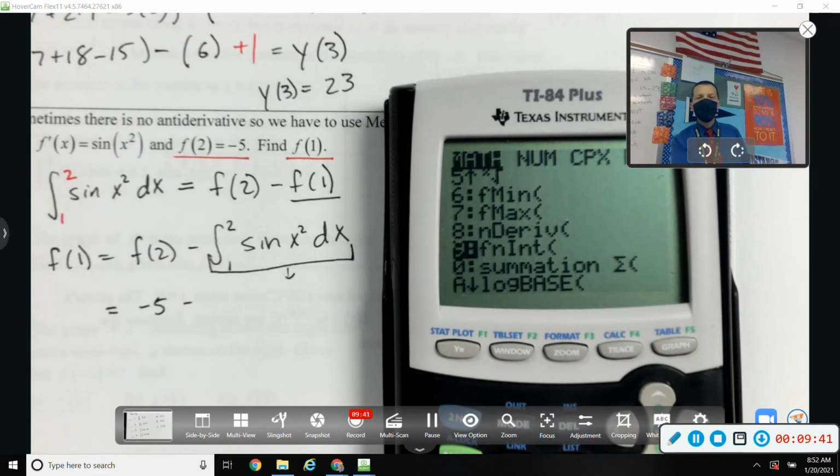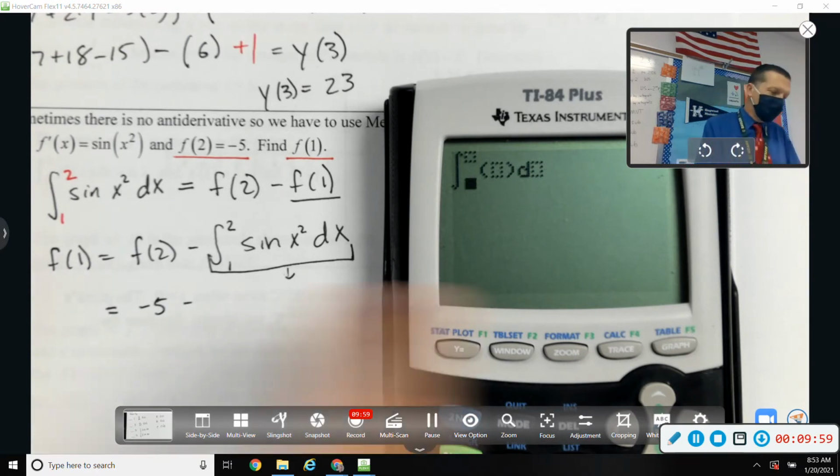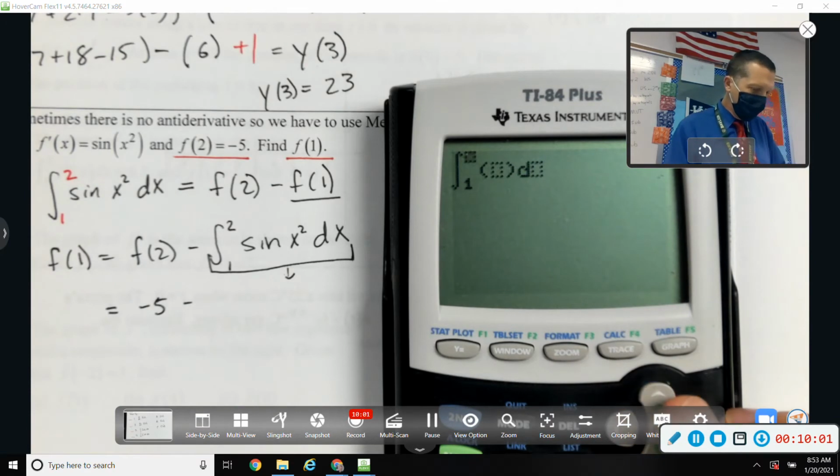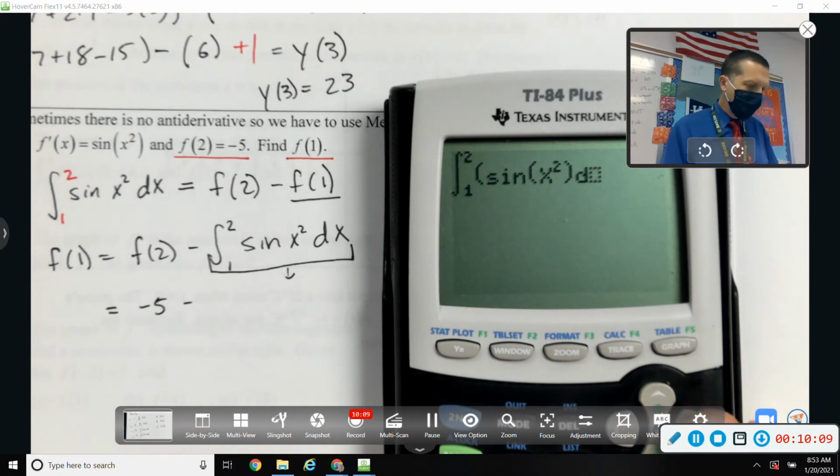function integration. And if you have an updated operating system, it'll look like that. If yours just says fn int open parentheses, you can still do it that way. It's just kind of a pain. Here it looks like it's supposed to look. So from 1 to 2, be careful. We're taking the sine of x squared. We're not squaring the sine of x.